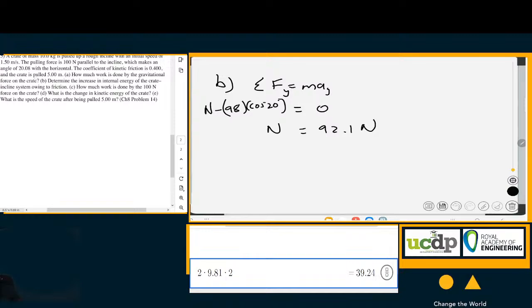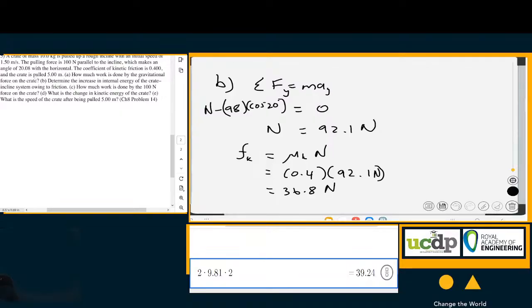So now we have the normal force. They want the increase in internal energy due to friction. What is friction then? The force of friction is equal to the coefficient of friction times the normal force. In this case, the coefficient of friction is 0.4 times the normal force, 92.1 newtons. So 36.8 newtons is the force of friction.